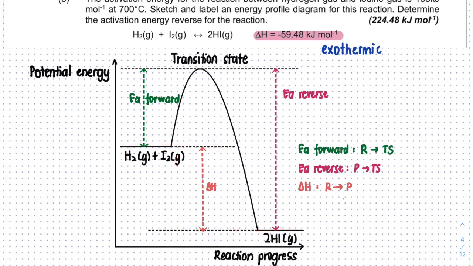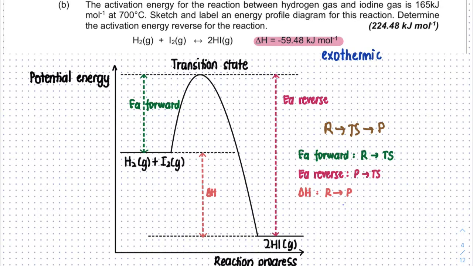Okay, so why is it like this? Because the order of the reaction is reactant going to transition state going to product. So EA forward is reactant to transition state. Reverse is from here to here. Okay, so this is the energy profile diagram.